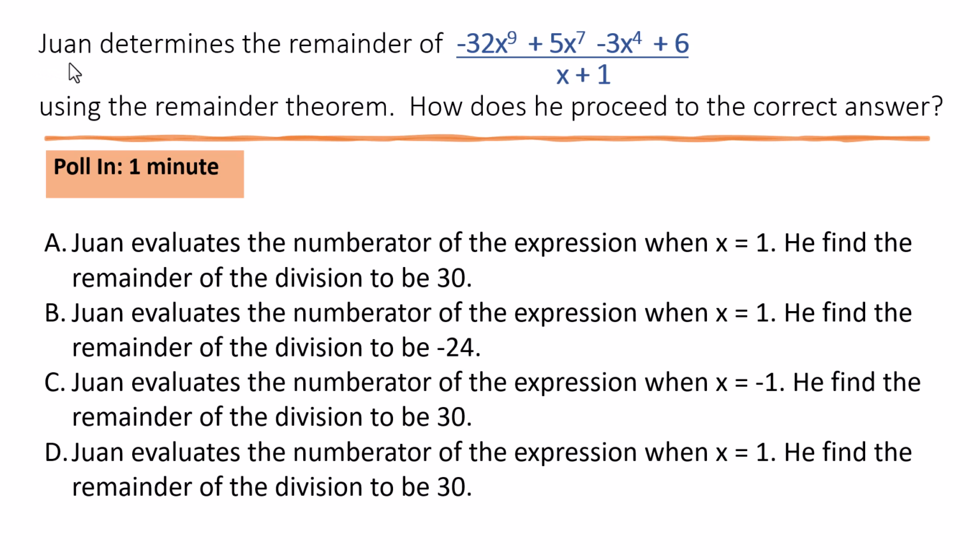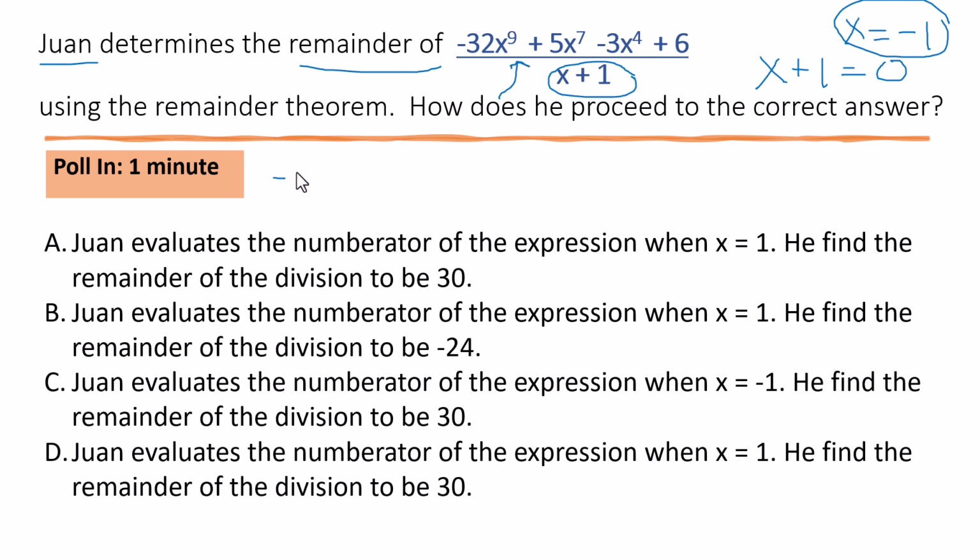All right, Juan determines the remainder of negative 32x to the 9th plus 5x to the 7th minus 3x to the 4th plus 6 divided by x plus 1 using the remainder theorem. How does he proceed to the correct answer? So think about what we did at the very beginning. We're going to take the divisor and set it equal to 0. Solve for x. x is equal to negative 1. Then we're going to plug that in everywhere there's an x into this equation.